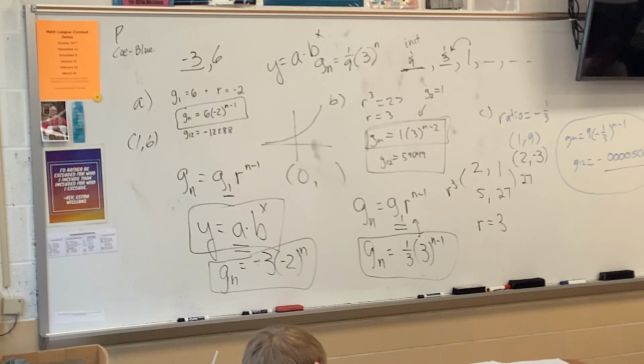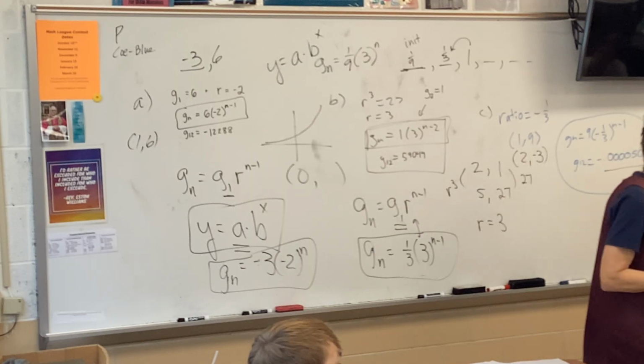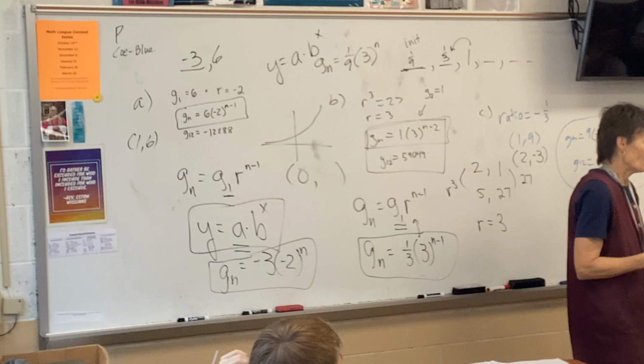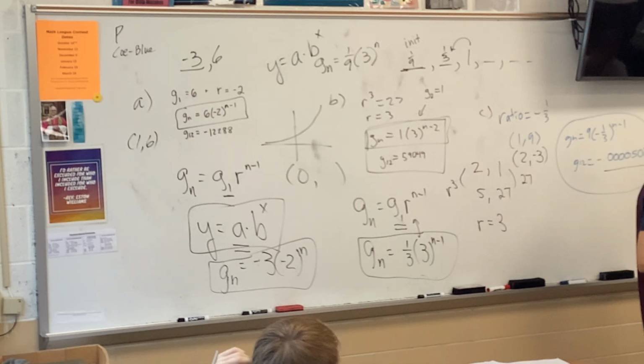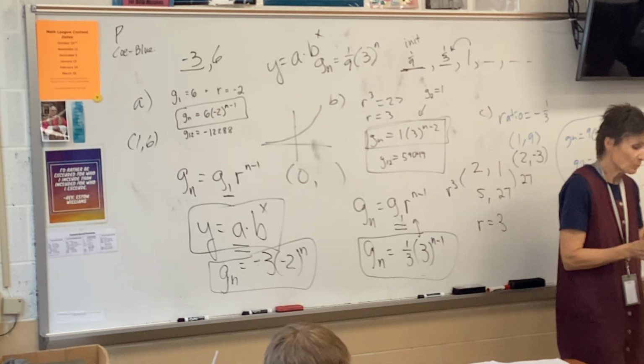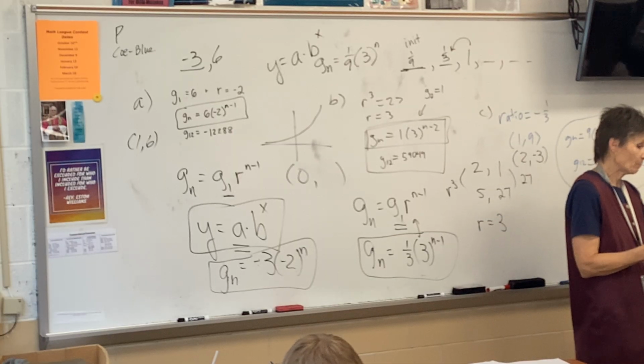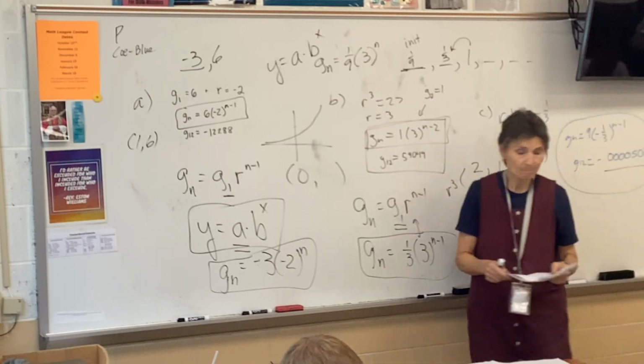Everybody okay with that? I would say the outputs are proportional, because if you take output 2 divided by output 1, output 3 divided by output 2, the ratio is the same.